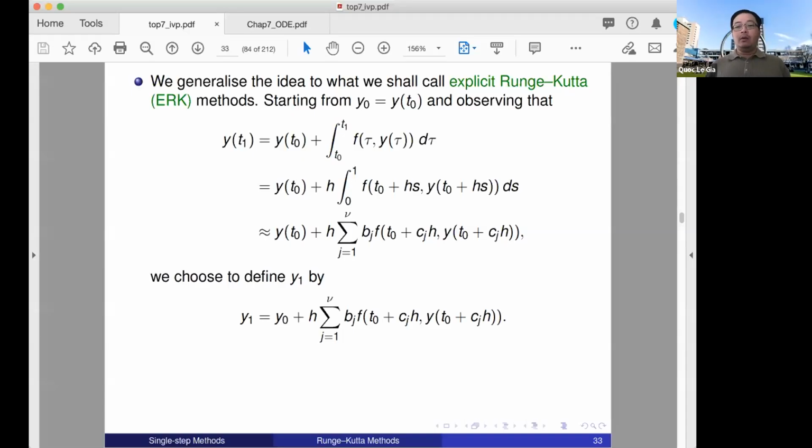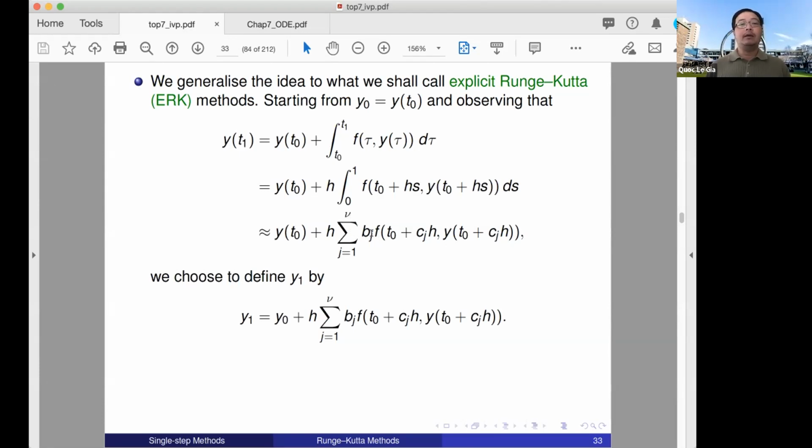Okay, good morning, everyone. So in today's lectures, we are going to talk about explicit Runge-Kutta methods. So you see that the idea is y(t1) can be approximated by a quadrature of this form. Remember, in the Euler method, you use only 1 point. In the trapezoidal method, you use 2 points, but in general, you can use more than 2 points, right? So you can use up to nu points.